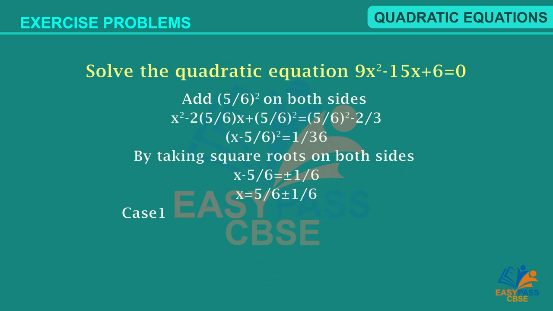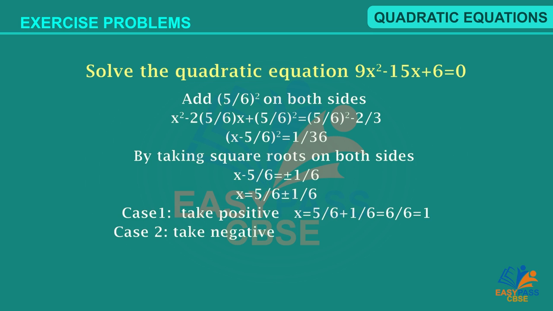Case 1, take positive. Then we get x is equal to 5 by 6 plus 1 by 6 is 6 by 6 is equal to 1. Next, second case, take minus. X is equal to 5 by 6 minus 1 by 6, that is 4 by 6 or 2 by 3. So, in this case, the solutions are x equal to 1 or x is equal to 2 by 3.